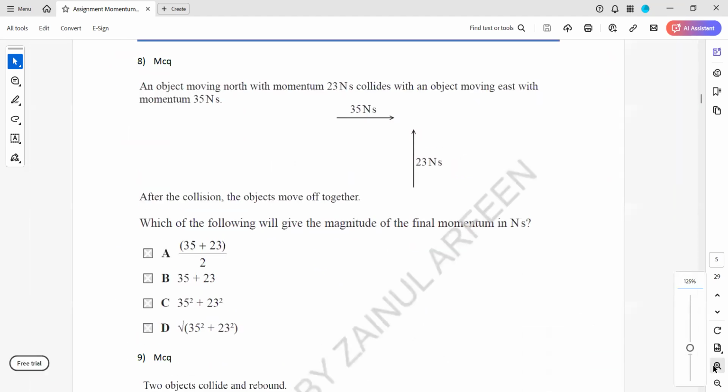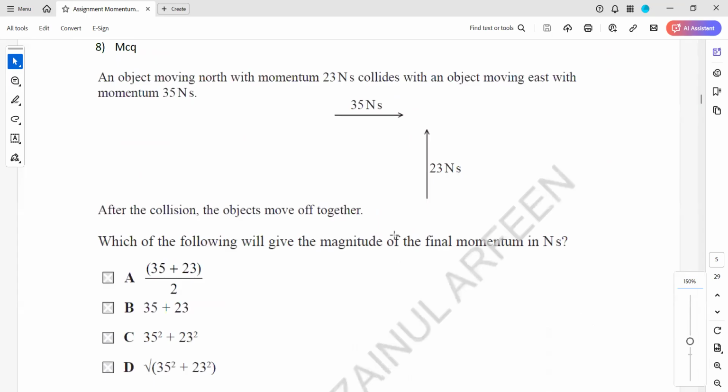In question 8, an object moving north with a momentum of 23 Newton second collides with an object which is moving east. After the collision, the objects move off together. Which of the following gives us the magnitude of the final momentum? So the momentum before is equal to the momentum after. So what about the final momentum? Because the two vectors are perpendicular to each other.